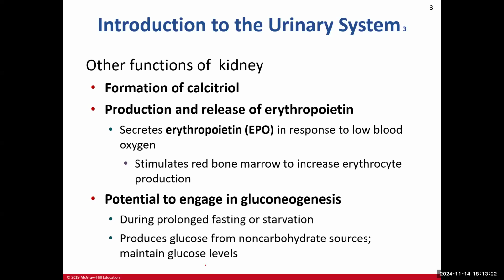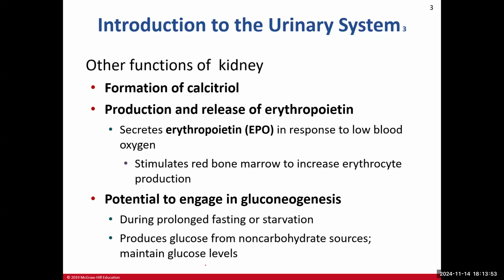And then we have erythropoietin production there. So when you have low blood oxygen saturation, we want to increase our red blood cell count. So erythropoietin gets released, and that helps stimulate the red bone marrow in your bones to produce more red blood cells. Now, the last part, and I always wait till this chapter to even mention this. Up until this point, when you've heard me mention gluconeogenesis, it's always been liver, liver, liver.